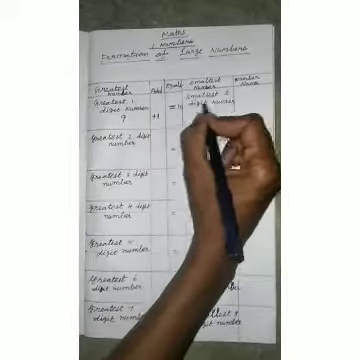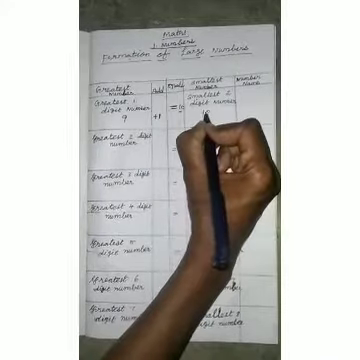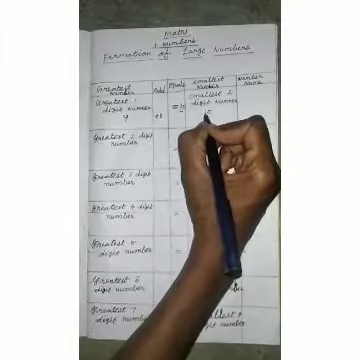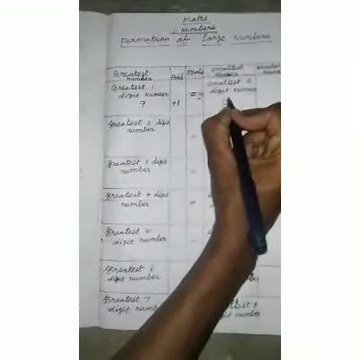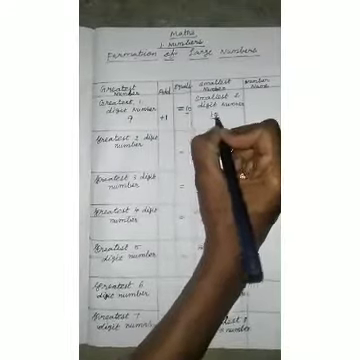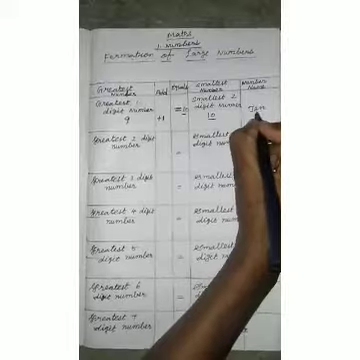Smallest 2 digit number. From 0 up to 9 are 1 digit numbers, so the smallest 2 digit number is 10. The number name is T-E-N, 10.